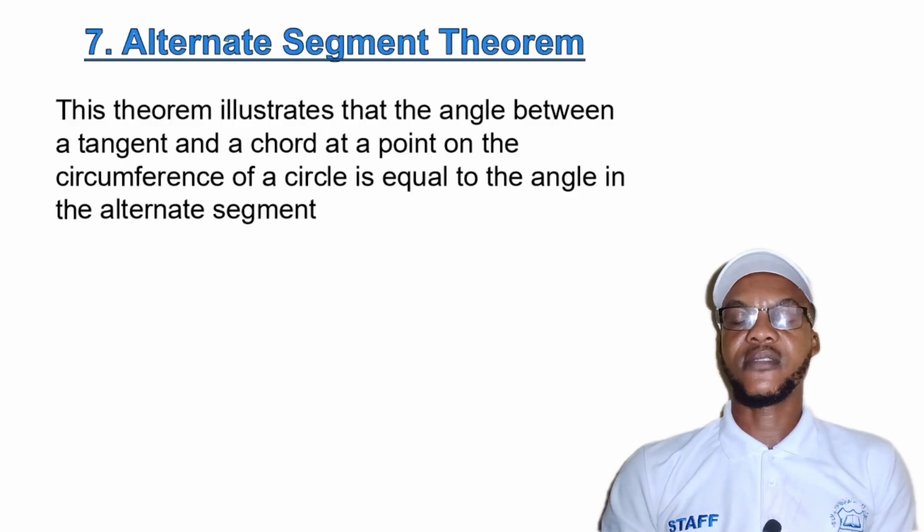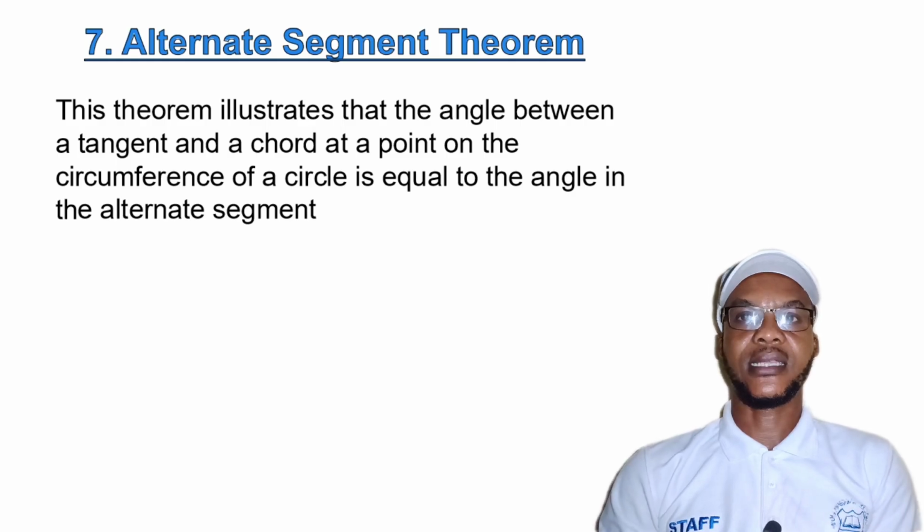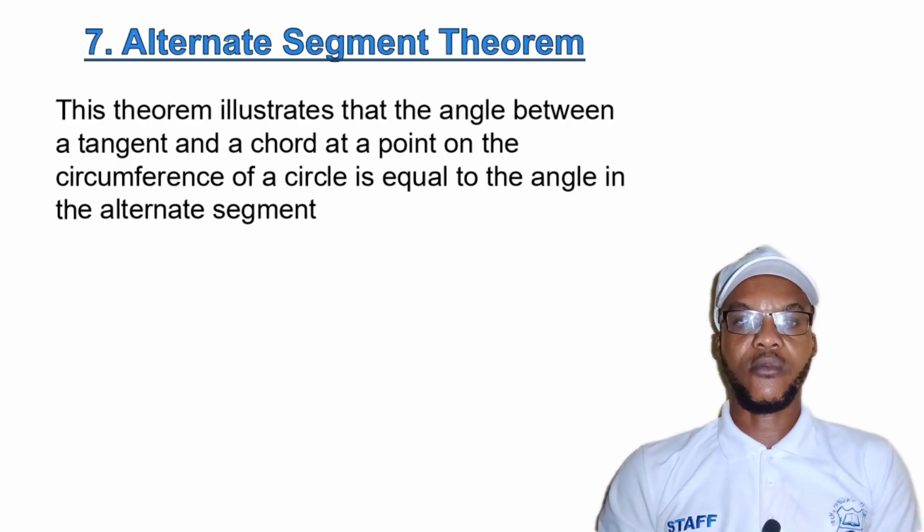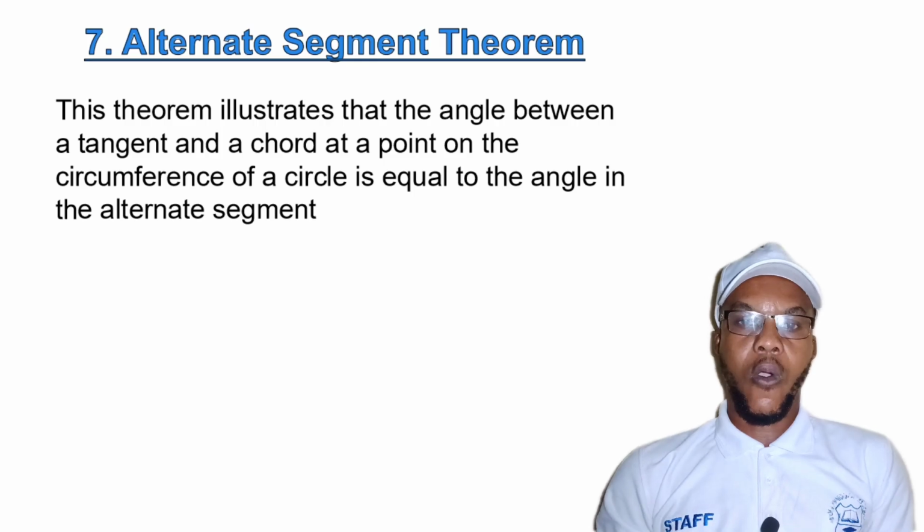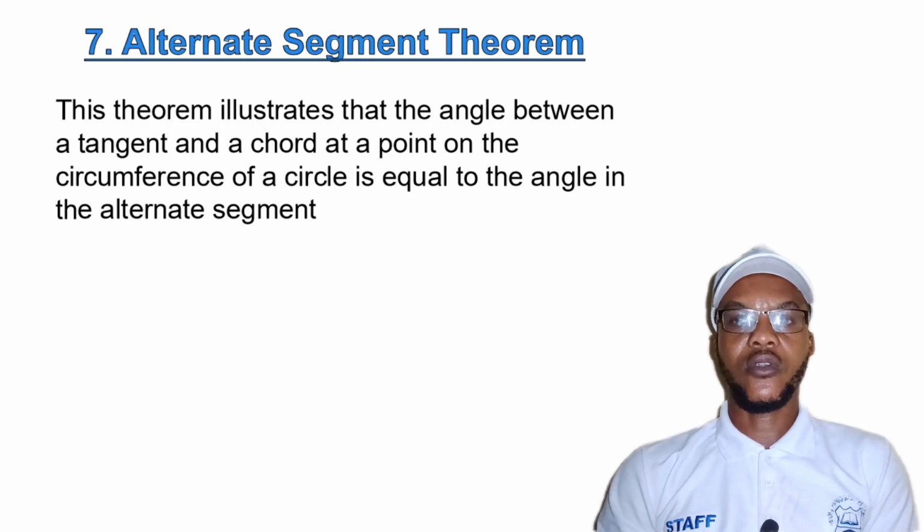It means that if you have a circle and a tangent line, and there's a chord drawn from a point on the circumference of the circle to meet the tangent, then the angle formed there will be equal to the one which alternates with it, or which is directly opposite. So those two angles are equal. That's what we're talking about.